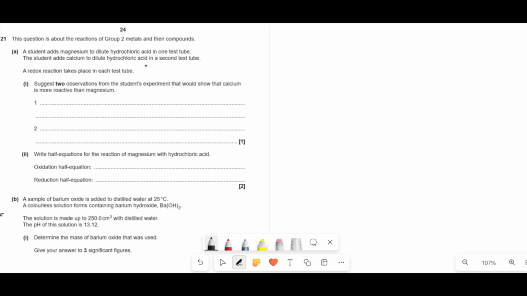So it says this question's about the reaction of group 2 metals and their compounds. A student adds magnesium to dilute hydrochloric acid in one test tube, and then calcium to another, and then a redox reaction takes place. What are the two observations that would show that calcium is more reactive than magnesium? So they've even told you calcium is more reactive. So you need to think what would happen, like what would you see, because it's an observation.